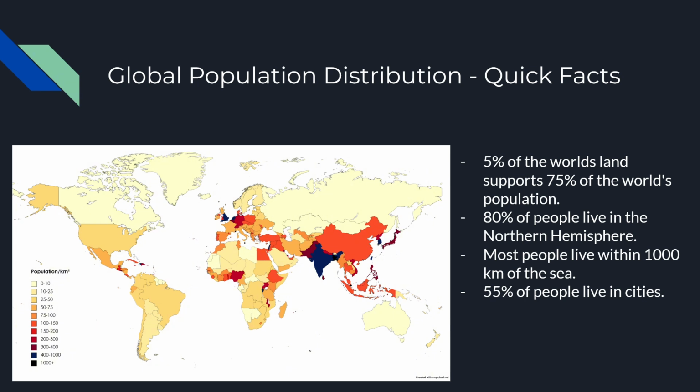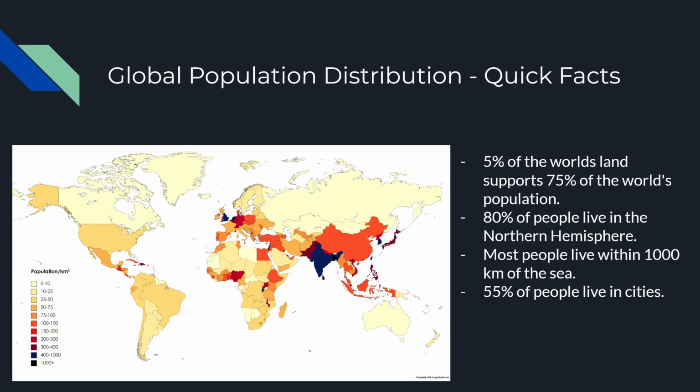Okay, so quick facts. 5% of the world's land supports 75% of the world's population. Now we can see this through looking at the map on the left. We can see that in Singapore over here, South Korea, Taiwan, India, southern UK, Netherlands, the population is very high, especially for that land area.